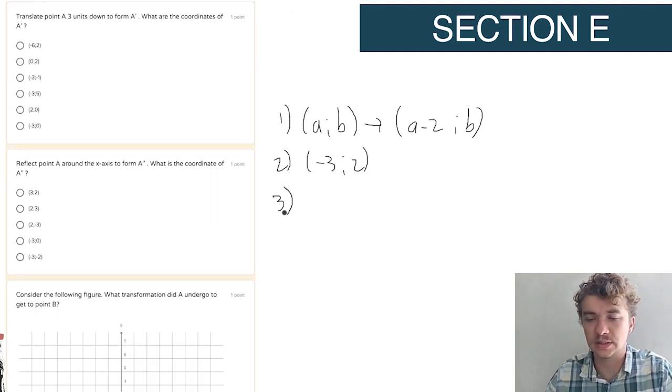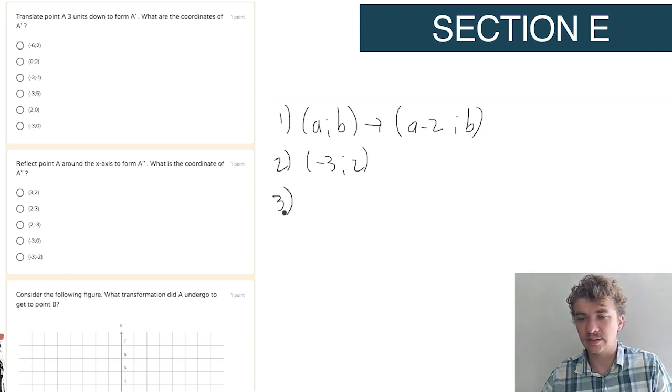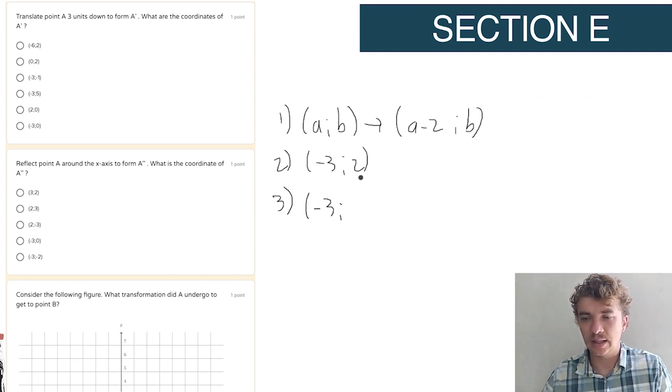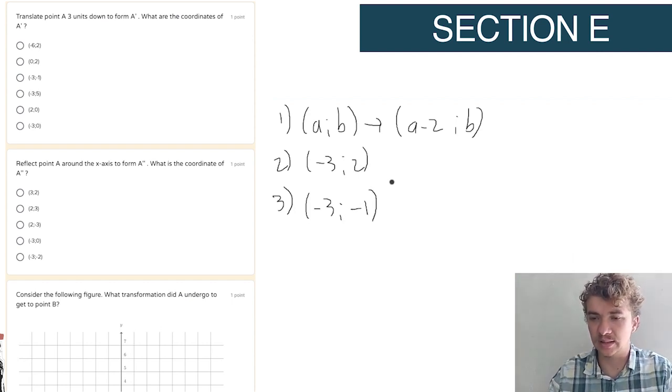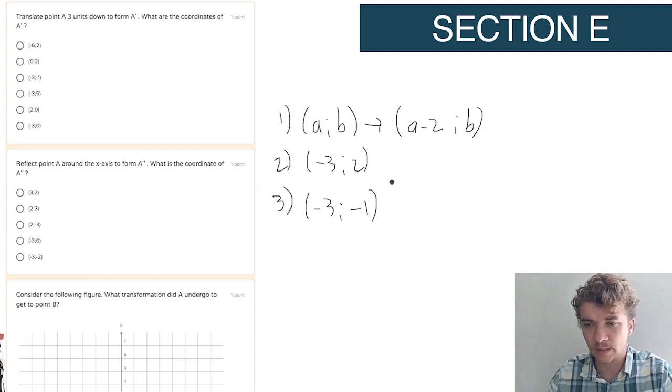Okay, so the next question is, translate point A 3 units down to form A accent. What are the coordinates of A accent? Okay, so you can do this visually or algebraically, but we need to move it 3 units down. So if it moves 3 units down, we know the x coordinate will stay the same, and the y coordinate is 2 minus 3, so it's minus 1. So the new coordinate is minus 3, minus 1. Okay, next question.